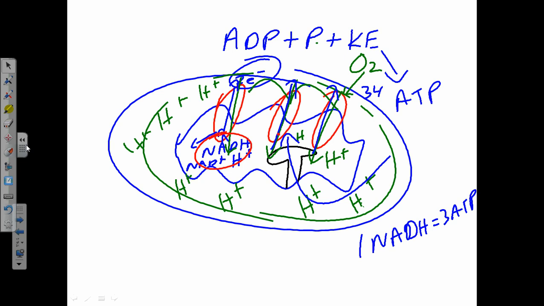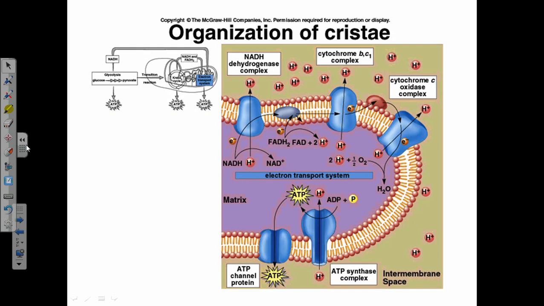This is called oxidative phosphorylation because what's getting oxidized? The electron carriers, NADH, FADH2. And what's getting phosphorylated? ADP to make a ton of ATP. That's respiration. That's aerobic respiration. Does that work? All right, let's take our last about 10 minutes here, and let's talk about anaerobic.